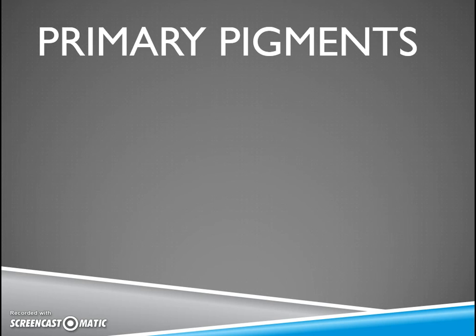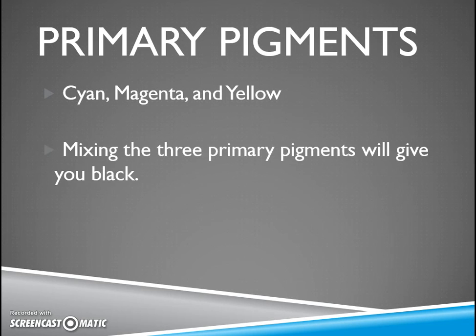And then primary pigments. This is where we're talking about art. That would be cyan is your blue, magenta is your red, and yellow is, of course, your yellow. Those three, when mixed, will give you the black. So there is a difference between pigments and colors that we're talking about for this class, so keep that in mind.